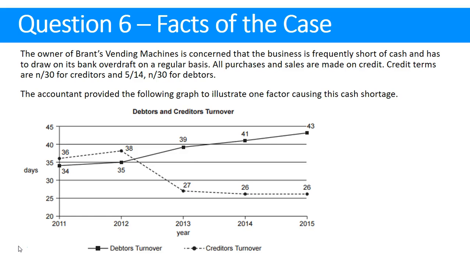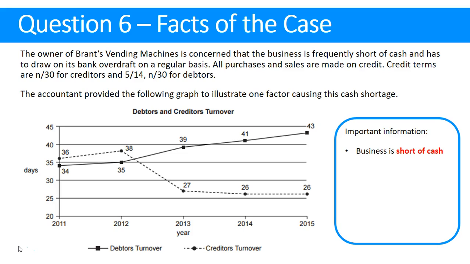What you've got to do is relate that information to a graph, and you're told that the following graph illustrates one factor causing this cash shortage. So there's quite a bit of information to absorb there. Let's look at what's important. First of all, the business is short of cash. It's always using an overdraft to get by.